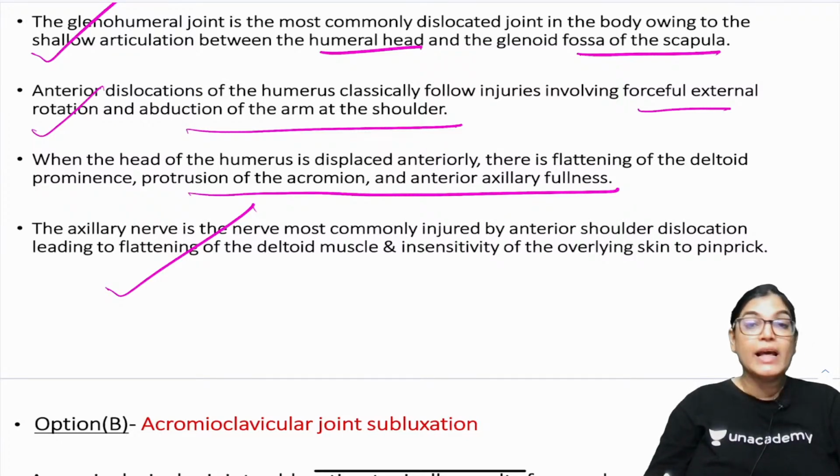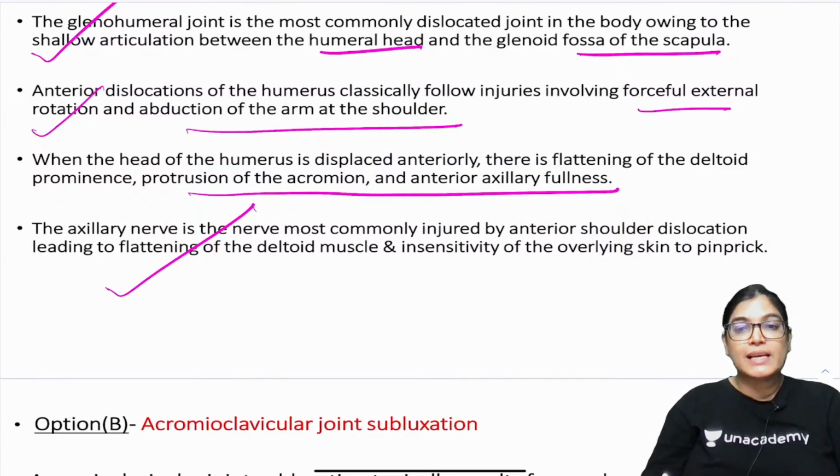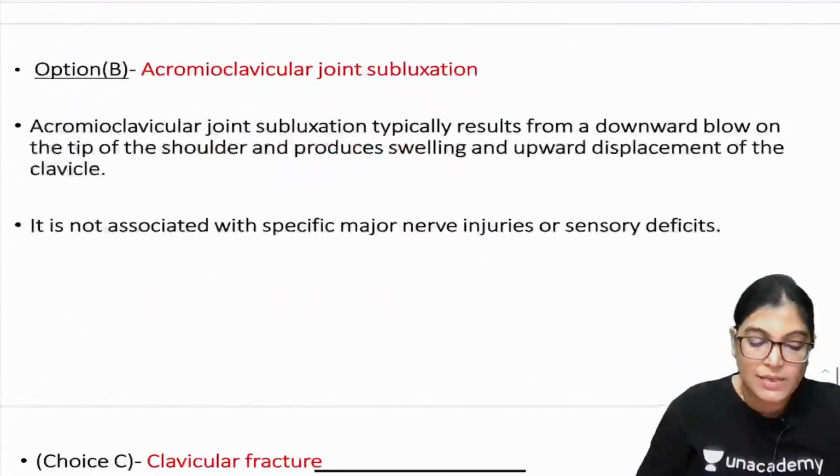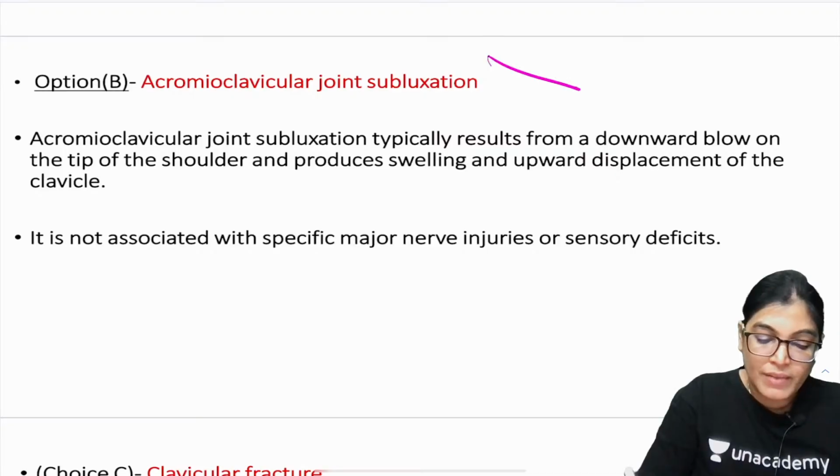The axillary nerve is injured, and when the axillary nerve is injured, the deltoid muscle is paralyzed and the skin over this area is also involved, cutaneous. Now, so we have got the correct answer. Why are the other options not correct?